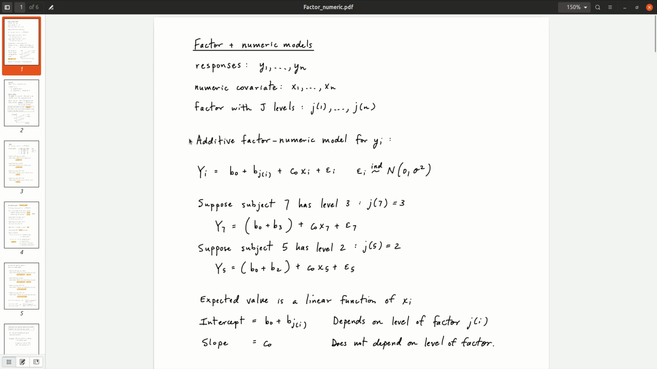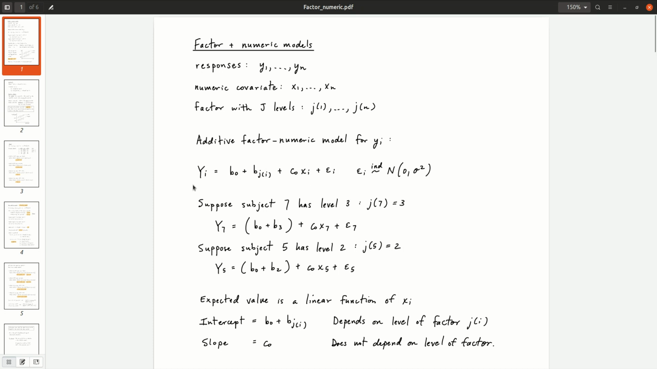Okay, now let's jump into the model. I'm calling this the additive factor numeric model for response yi. I'll say what I mean by additive in a later page, but for now just take that to mean I'm doing the one factor model, b0 plus b sub j of i, and I'm adding the numeric covariate to it.